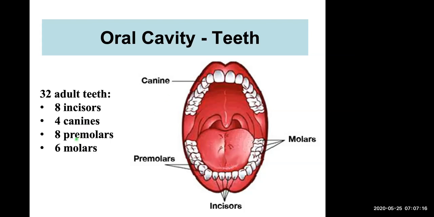And then we've got premolars and the molars. They are very similar to one another. Premolars and molars work to grind the food. They're fairly flat, and they just help to break down the food and make sure that it's sufficiently mechanically broken down.